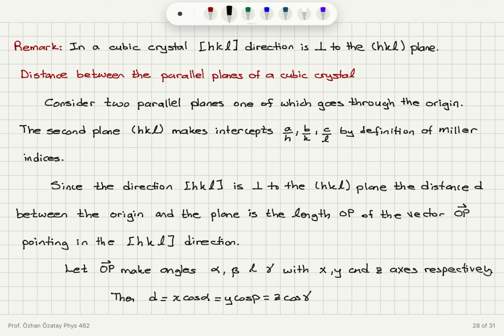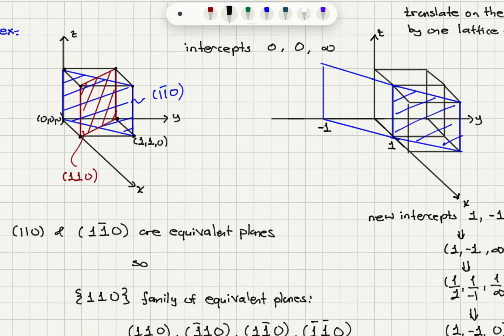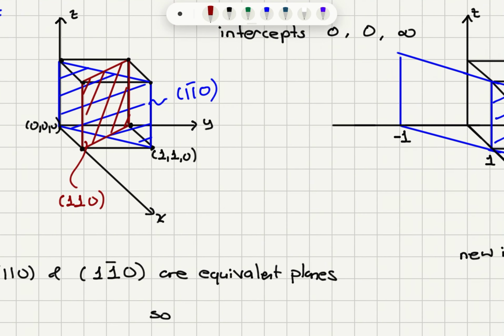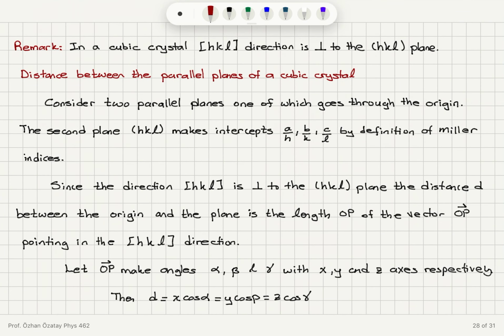Now, in a cubic crystal, we find that the [hkl] direction is always perpendicular to the (hkl) plane. For example, if we have a (1 1 0) plane here, that is this red plane, look at the [1 1 0] direction now. Where is the [1 1 0] direction? It is this direction. As you can see, this makes a 90-degree angle with respect to the (1 1 0) plane. So this is a general feature we find in cubic crystals.